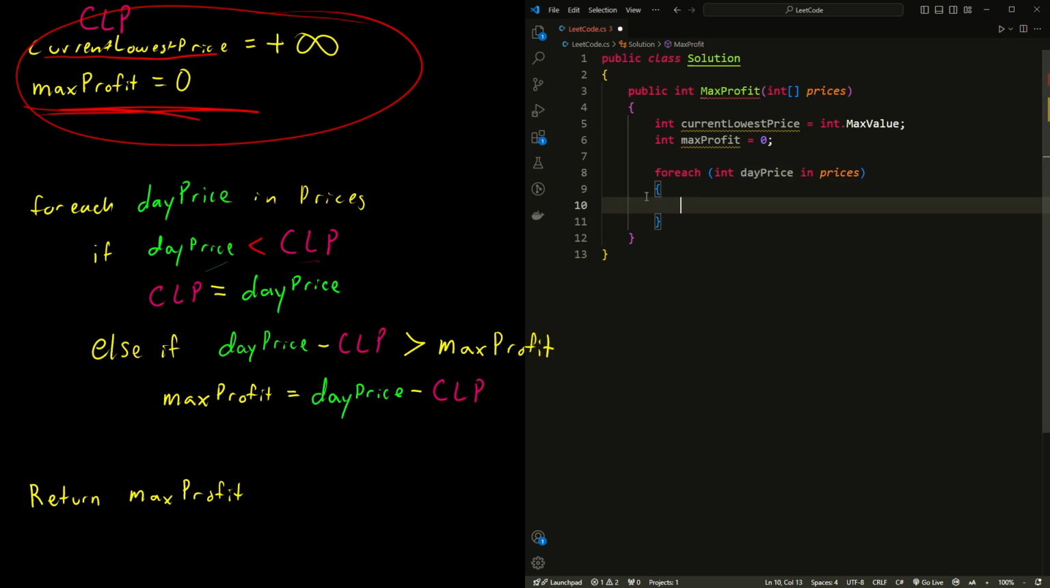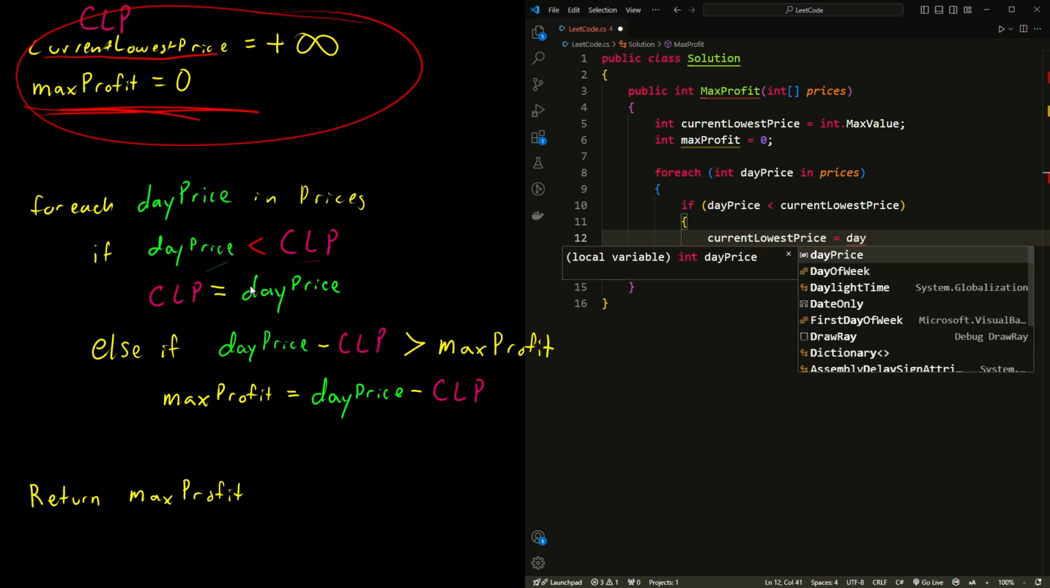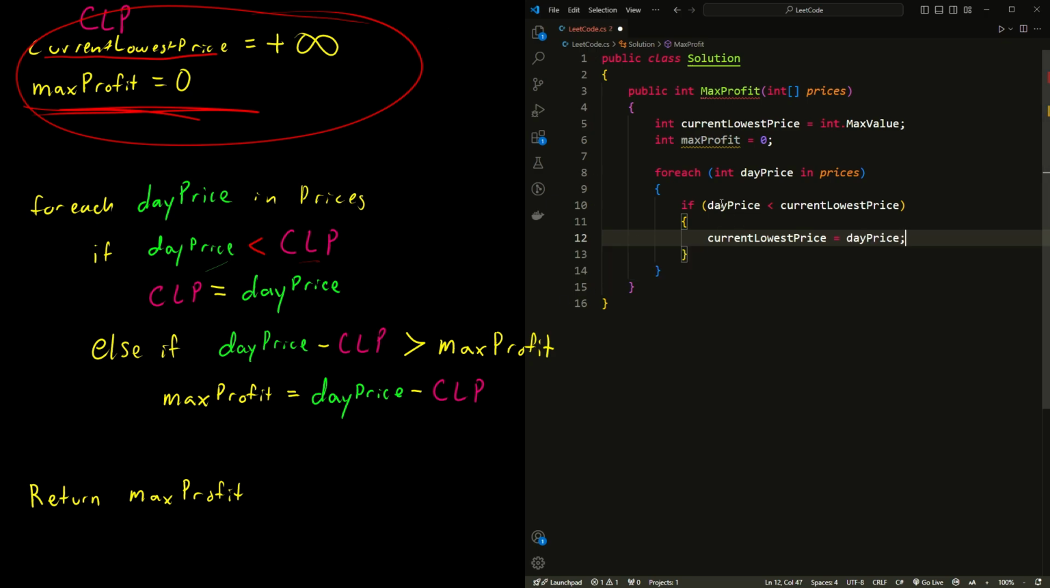So what do we do? Well, we said that if my day price is less than my current lowest price, then I want to update my current lowest price. If I found something smaller than my current lowest price, I want to update it because I always want to buy at its lowest. If I run into a day with a lower price, I want to buy at that day. So I'll go ahead and update that to day price. If the price that I ran into today is lower, then I want to update it.